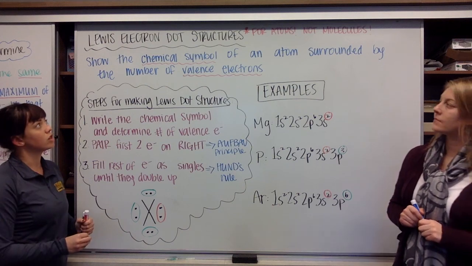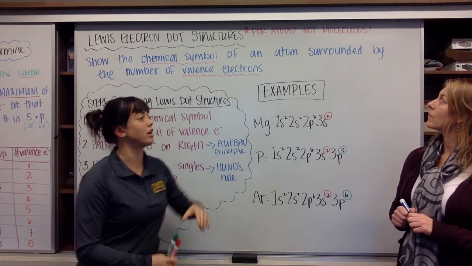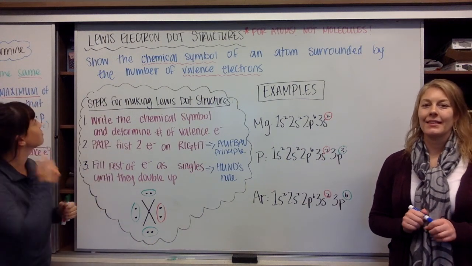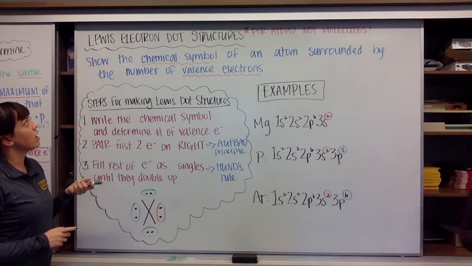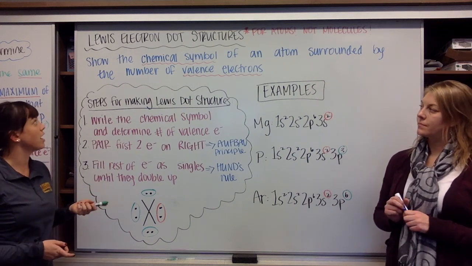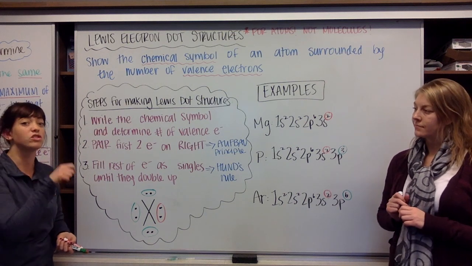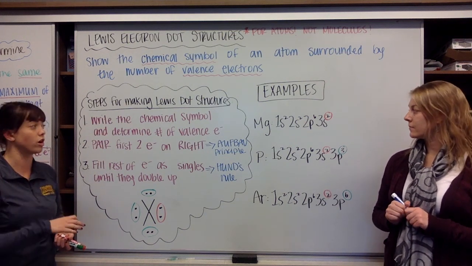So we are drawing Lewis dot structures for atoms, not molecules, and that's what it says up there. There's a shadow, so it's hard to see. Sorry. Okay. The Lewis dot structures show the chemical symbol of an atom surrounded by the number of valence electrons. And like I said, we do need to put those valence electrons in a specific order.